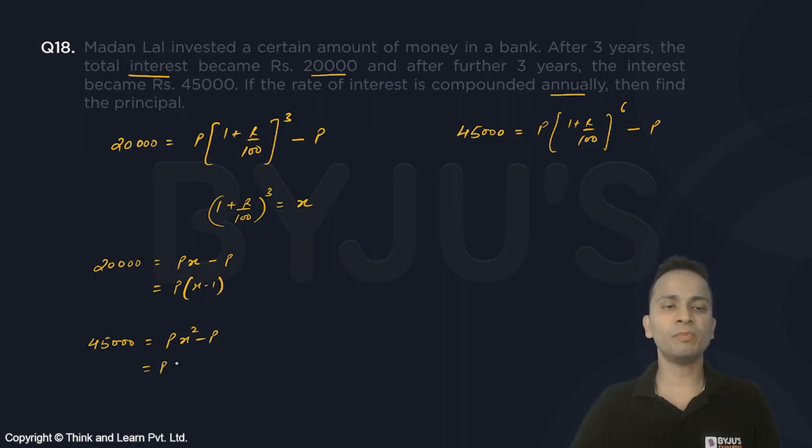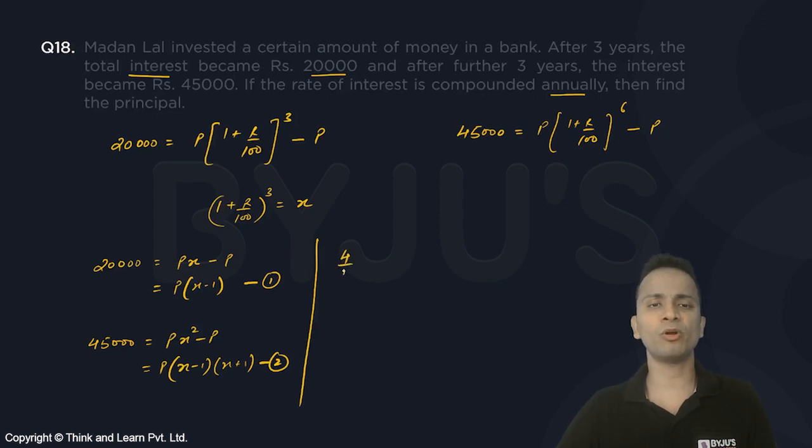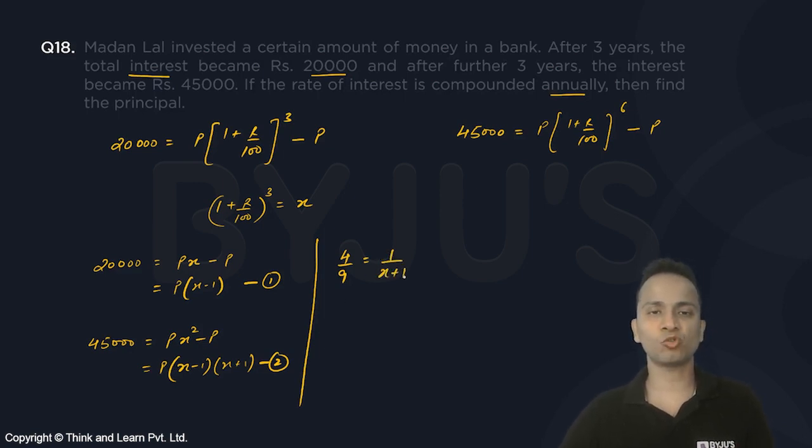If I take p common, I get x square minus 1, which can be written as (x minus 1) into (x plus 1). So this is equation number 1. This is equation number 2. I will divide both these equations. So 20,000 upon 45,000, which is 4 upon 9, is equal to, on the right hand side, p and x minus 1 will get cancelled. So I'll be left with only 1 upon x plus 1. So from here, the value of x will be 9 by 4 minus 1, that is 5 by 4.